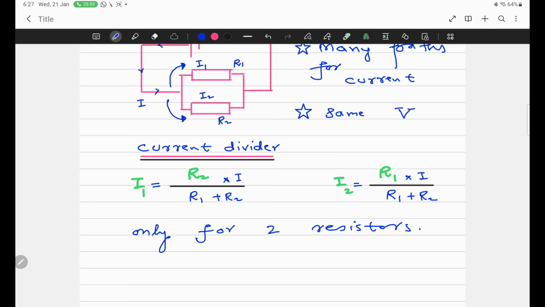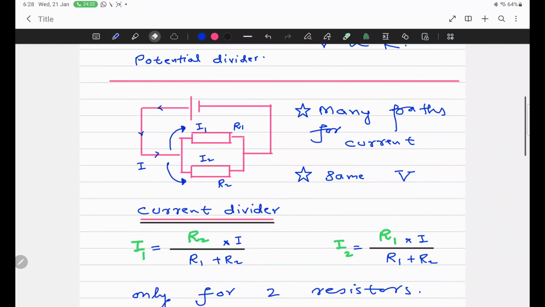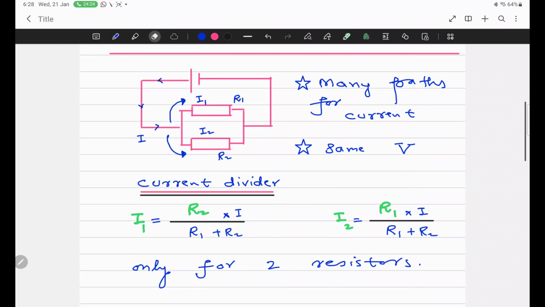If there are more resistors, three resistors, four resistors, then you cannot use this formula. Whereas in this formula, if there are three resistors, then it will be R1 plus R2 plus R3. If there are four resistors, then R1 plus R2 plus R3 plus R4. So this can be used for any number of resistors. But in parallel, this formula which I am teaching you is used only for two resistors.